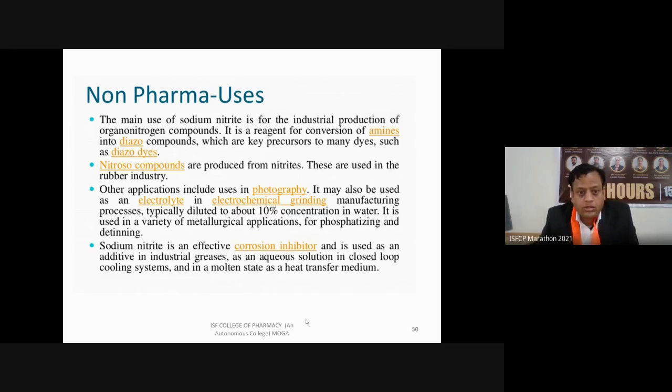Sodium nitrite is an effective corrosion inhibitor and is used as an additive in industrial greases. So it is used as a corrosion inhibitor and in grease, as an aqueous solution in closed loop cooling systems, and in the molten state as a heat transfer medium.